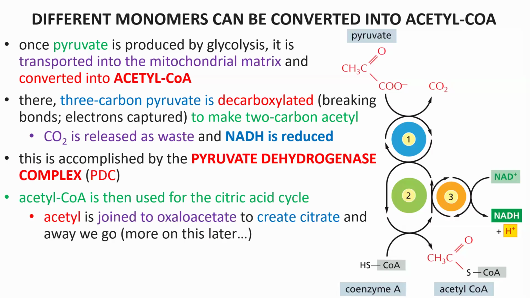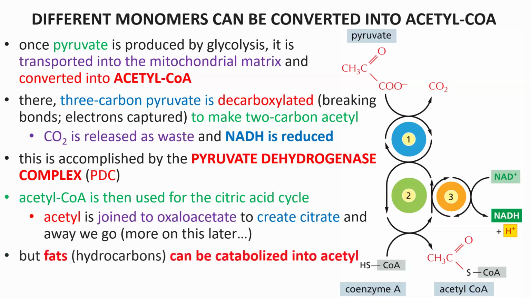In the citric acid cycle, acetyl is joined to an intermediate called oxaloacetate. Oxaloacetate is a 4-carbon molecule. Acetyl has 2 carbons. And when acetyl joins onto oxaloacetate, you make 6-carbon citrate, which is where the citric acid cycle gets its name. But we're going to talk about that in just a little bit.